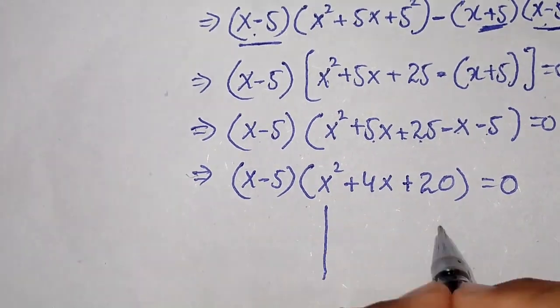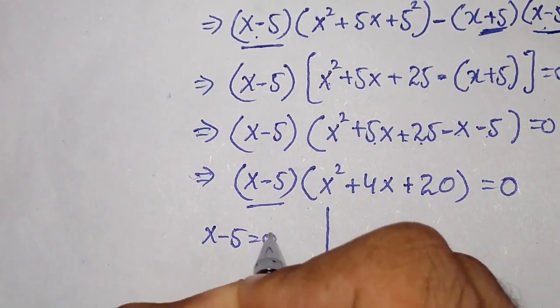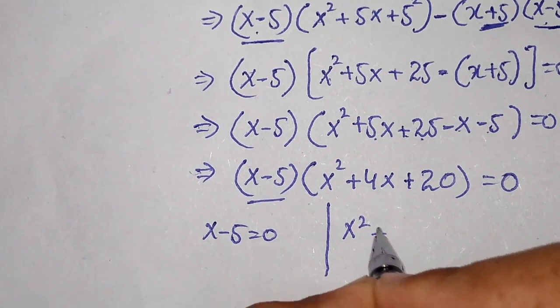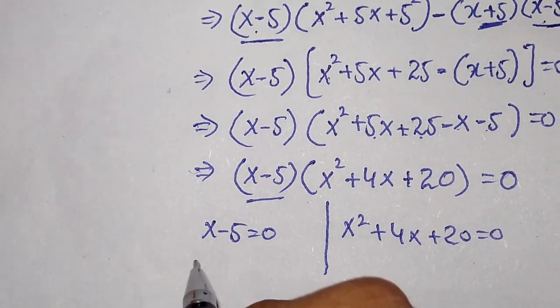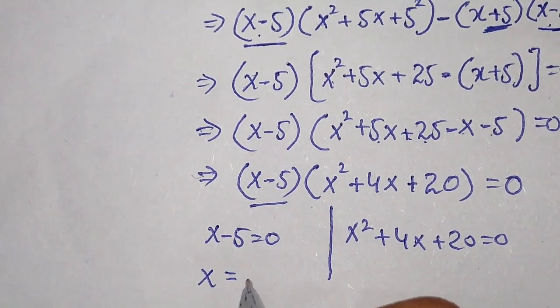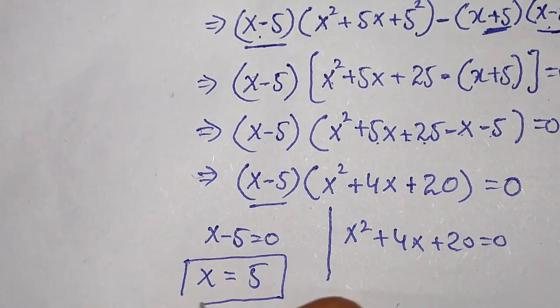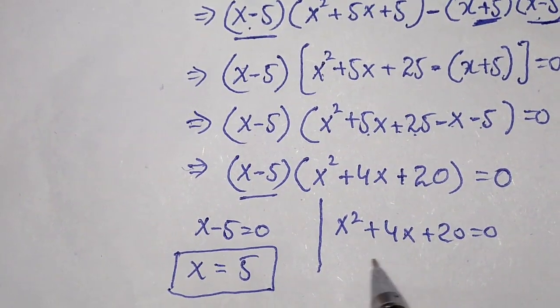This is case number first and this is case number second. Here x minus 5 is equal to 0, and here x square plus 4x plus 20 is equal to 0. Here we have to move the minus 5 to the right side, and it will become plus 5. So this is the first real value, x is equal to 5.